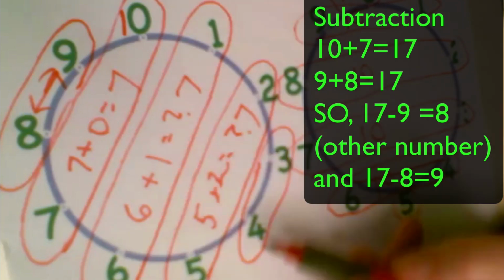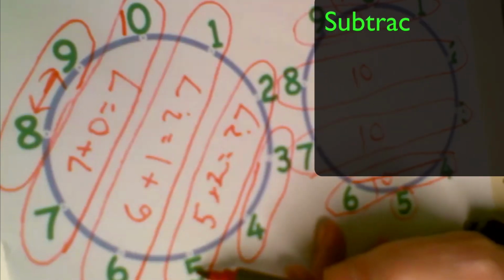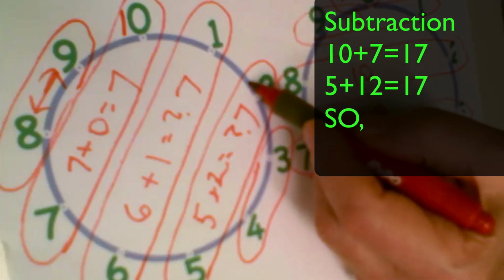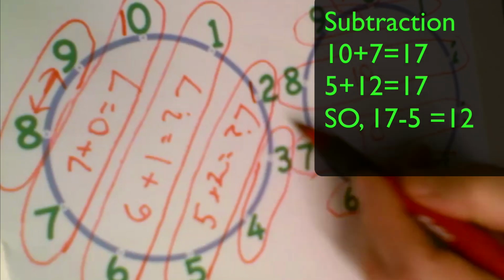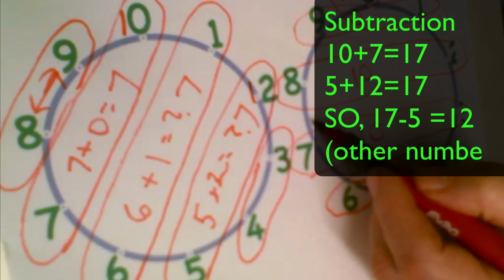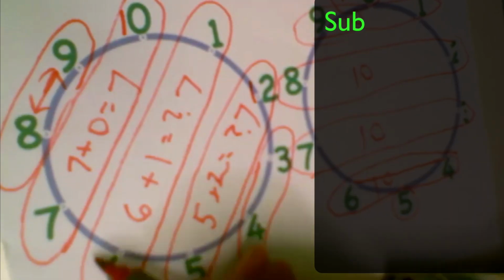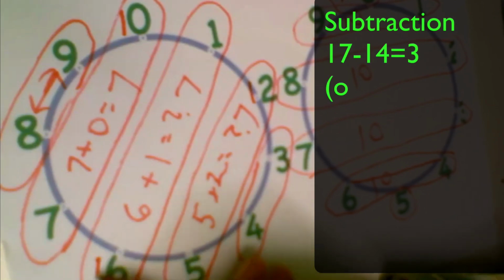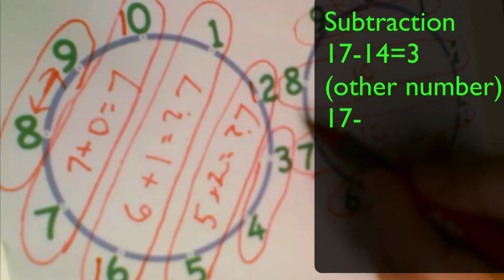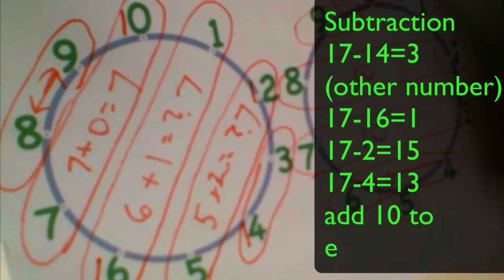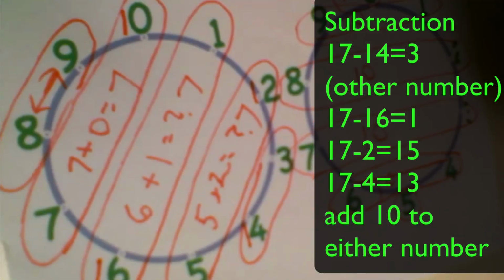Oh, yeah. 17 minus 5, 12. You would just add the 1 there. There's 12. So you add 1 to either one of these. Oh, wow. Yeah. And 17 minus 4 equals 13. Yes.